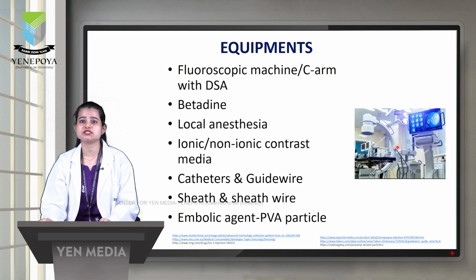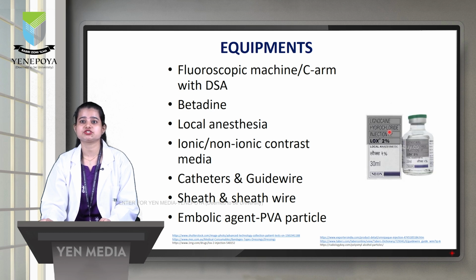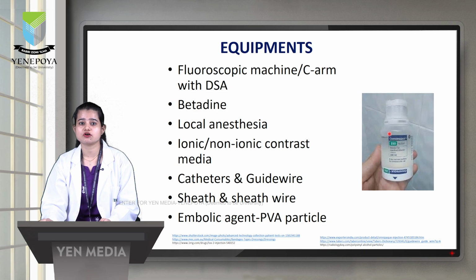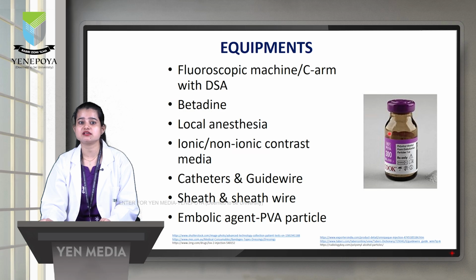Next, coming to the equipments required for uterine artery embolization. We use a fluoroscopy machine or a C-arm which consists of digital subtraction angiography, betadine to clean the puncture site, local anesthesia, for which we use lignocaine hydrochloride, ionic and non-ionic contrast media, catheters and guide wires, sheath and sheath wires, and at last the embolic agent. We use polyvinyl alcohol particles as an embolizing agent.